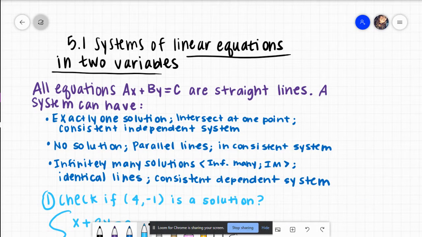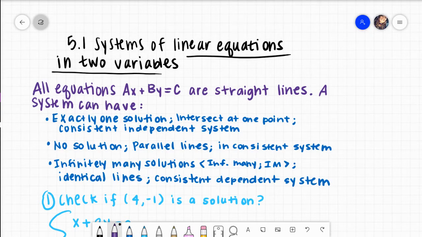And then we also have systems that have infinitely many solutions. Usually written as INF many or IM, infinitely many. Infinitely is a pretty large word, and no one wants to write it over and over again. If you have a system that has infinitely many solutions, this means they are identical lines and they are consistent, dependent systems.